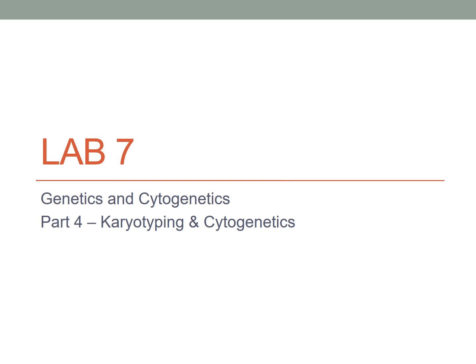Last part of this lab, we'll look at karyotyping and cytogenetics. Cytogeneticists are scientists that examine chromosome structure, seek out the causes of chromosomal abnormalities, and study how chromosome structure relates to an individual's phenotype, their appearance, and biochemical traits. Abnormalities in chromosomes can result in early embryonic death, congenital defects, the development of cancer, and infertility or sterility.